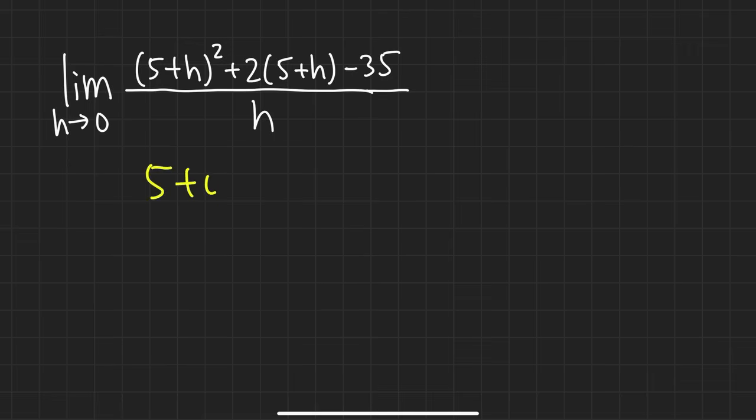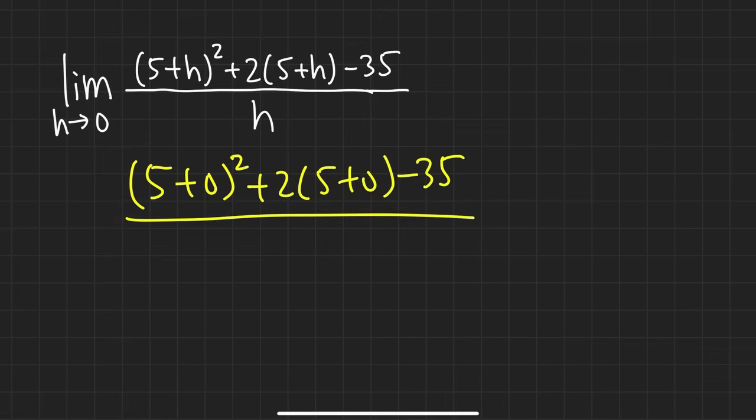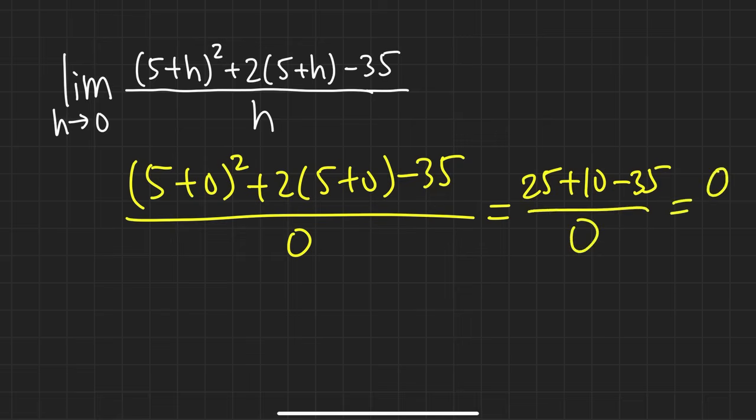So we have 5 plus 0 squared plus 2 times 5 plus 0 minus 35 over 0. On the top, this is going to give us 25, and then this is going to give us 10, and then minus 35, and then over 0. And that's just going to be 0 over 0. Well, if we have 0 over 0 when we do limits, this is an indeterminate form, meaning we cannot draw any conclusion yet. We will have to do more work.